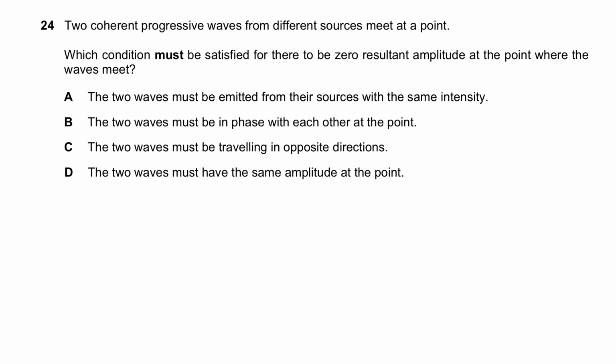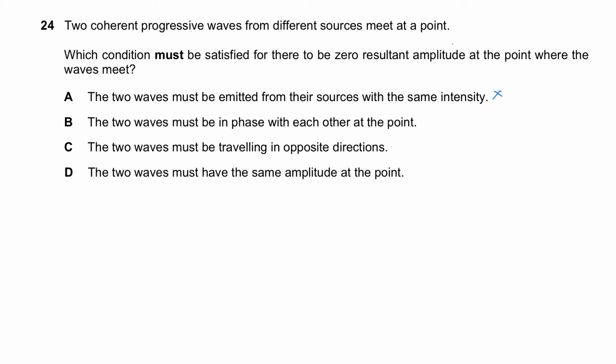So, even if they are emitted from the source with the same intensity, there is a possibility that one wave travels a greater distance than the other wave. And that would result in them having different amplitudes. So there's a possibility that the resultant amplitude may not be zero. A is hence incorrect.